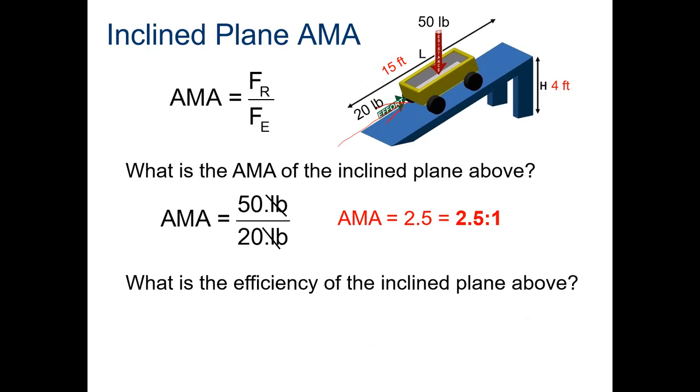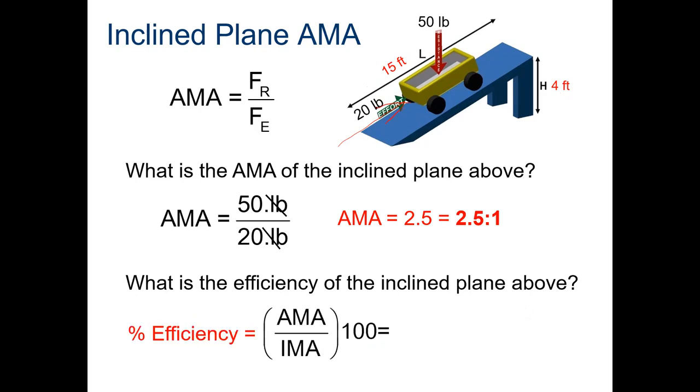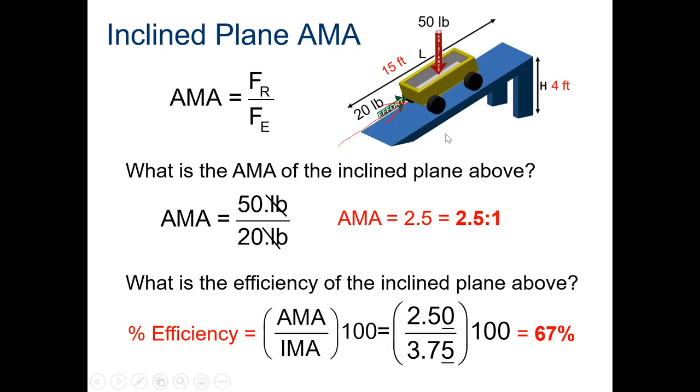And if we're looking at efficiency, it's still just AMA divided by IMA. So from before, our IMA was 3.75. So we have 2.5 divided by 3.75, times 100, to give ourselves 67%, or 66.6 probably, somewhere in that range, percent efficiency.